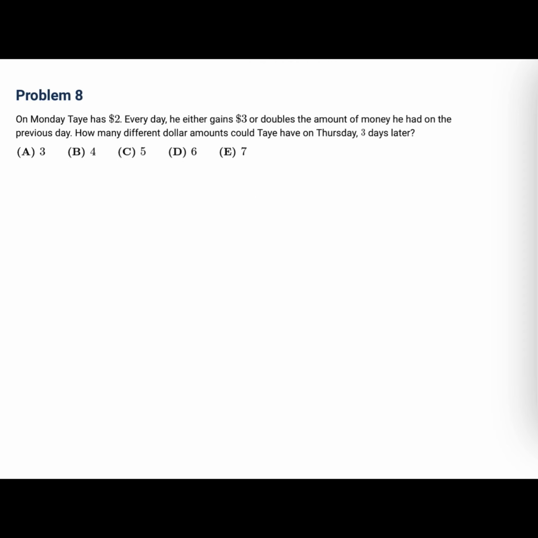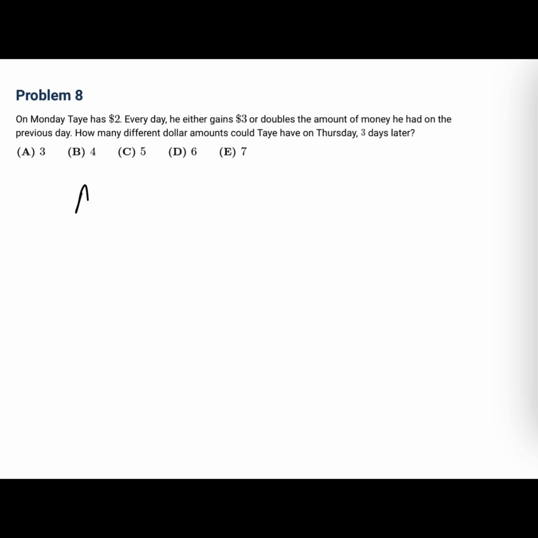Problem 8. On Monday, Tay has $2. Every day he either gains $3 or doubles the amount of money he had on the previous day. How many different dollar amounts could Tay have on Thursday, which is 3 days later? The easiest way to solve this problem is to do a tree graph.